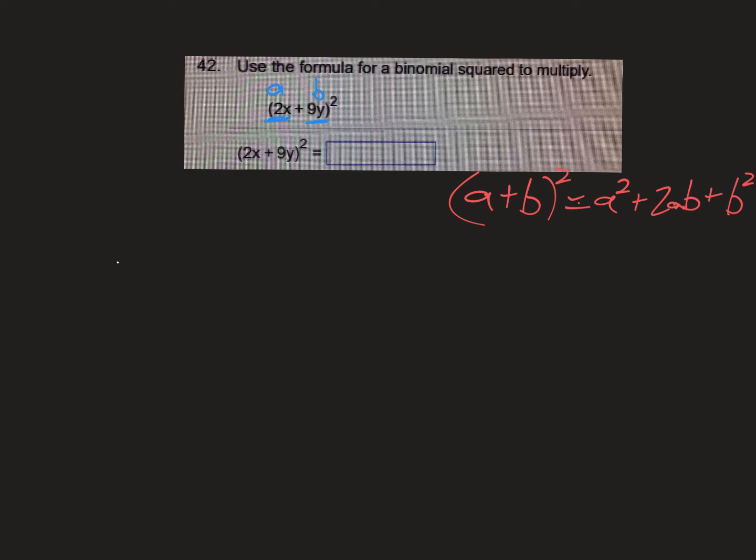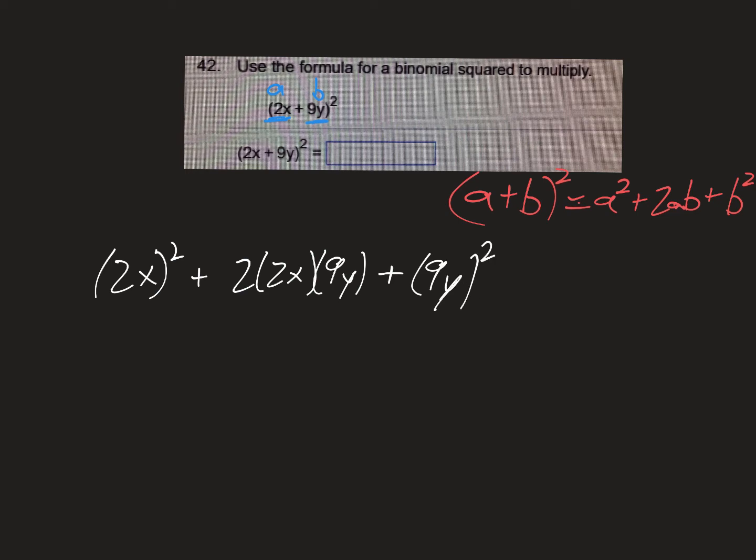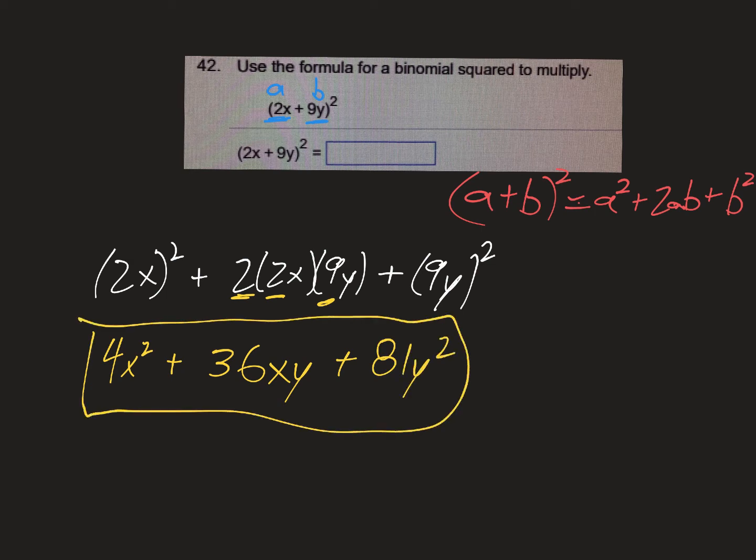And we could say, okay, well, I've got 2x squared plus 2 times 2x times 9y plus 9y squared here. And once we've written this out, we can tidy it up into our final answer. So 2x all squared is 4x to the second power, plus 2 times 2 times 9 makes 36xy, plus 9 squared, 81, y squared. And this is, of course, our final answer.